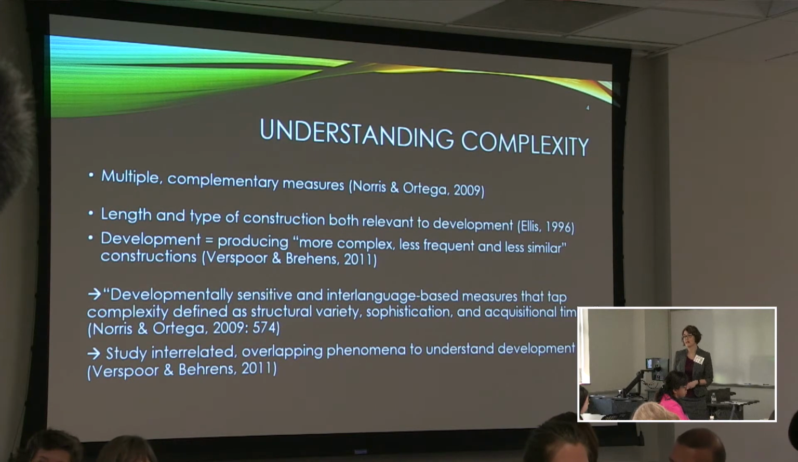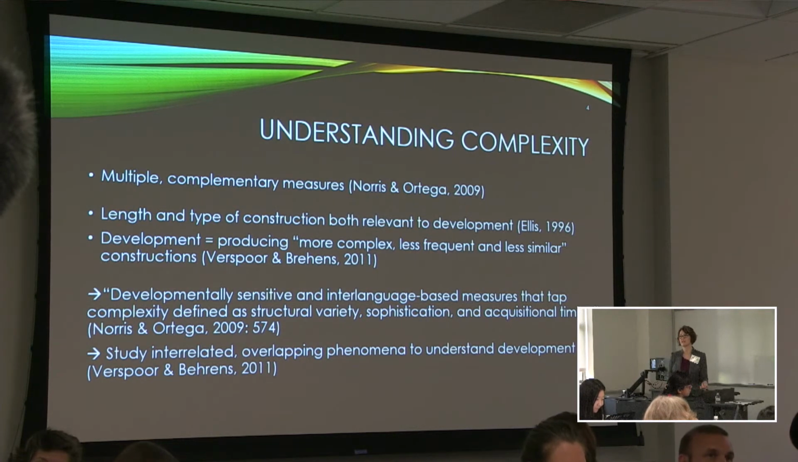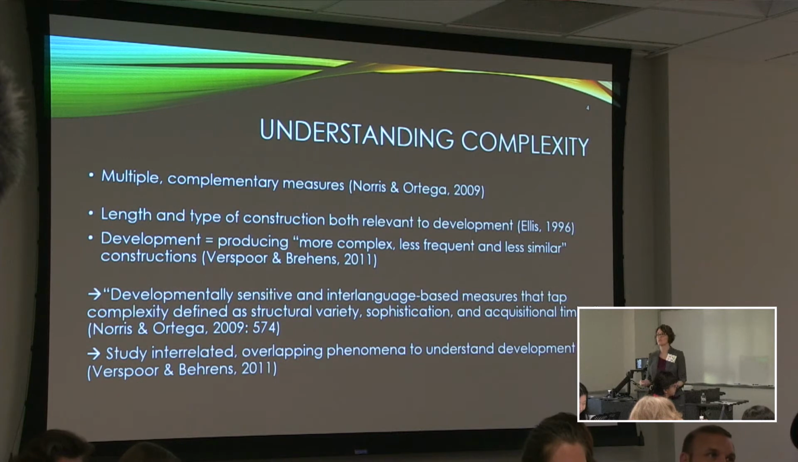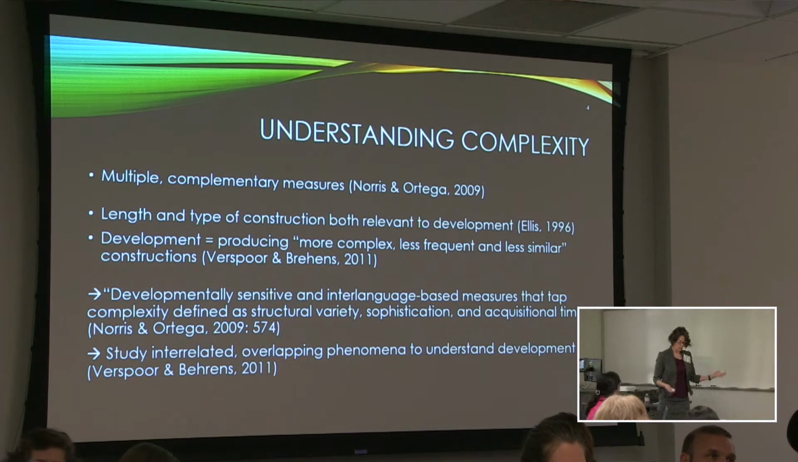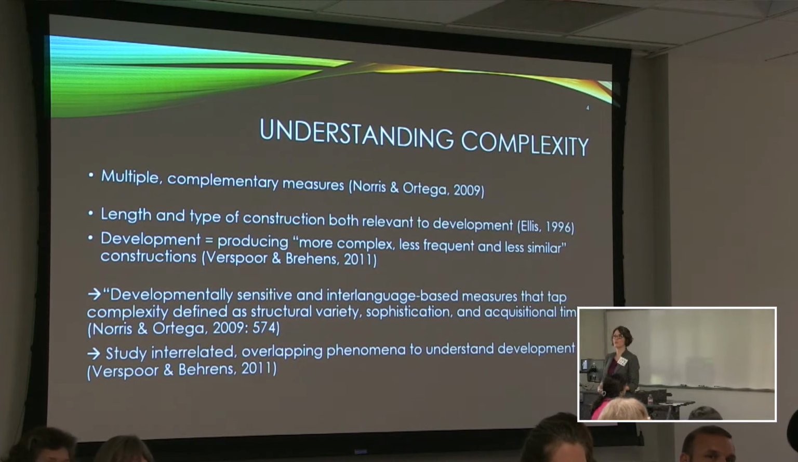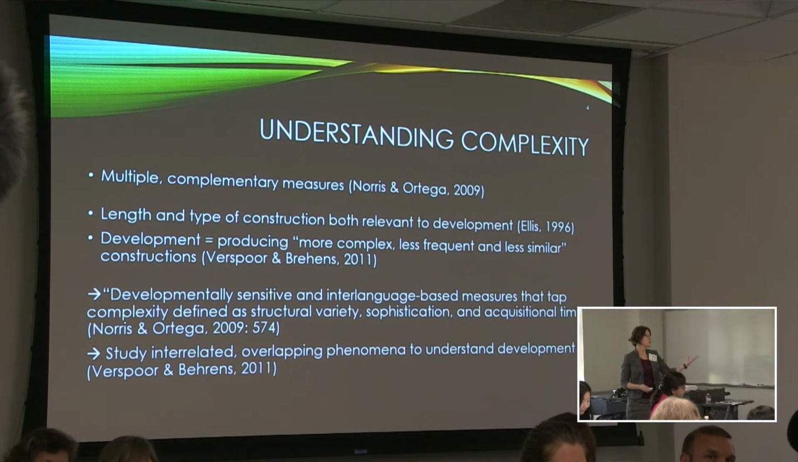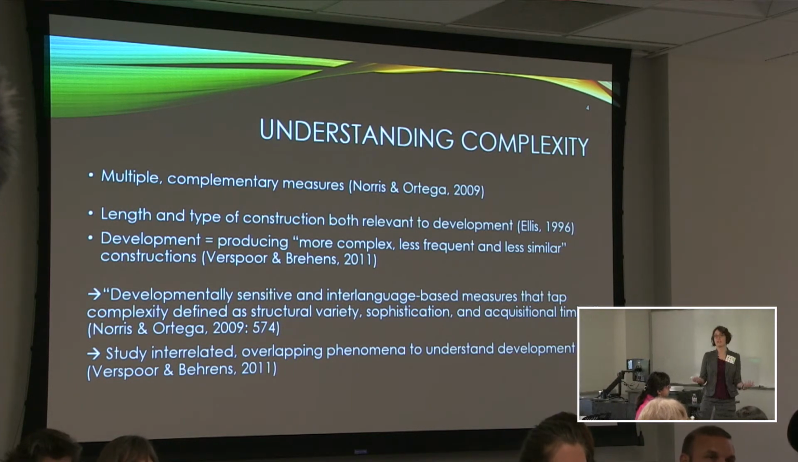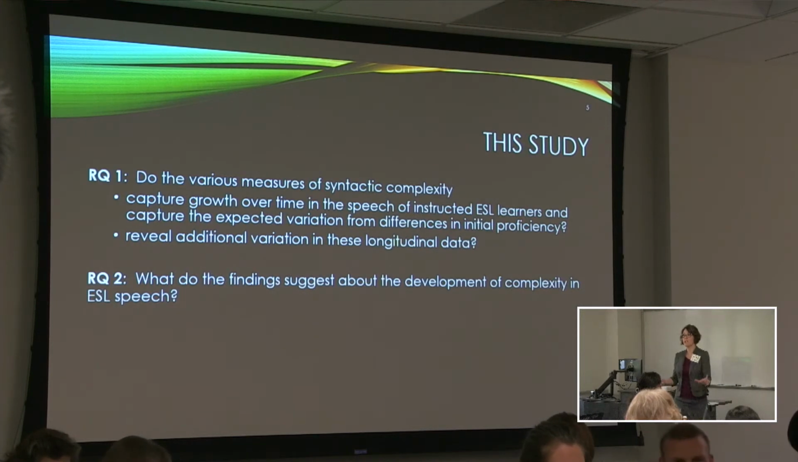And Norris and Ortega also said we might need to come up with developmentally sensitive and interlanguage-based measures that tap complexity as defined as structural variety or sophistication or some sort of acquisitional timing. And also, when we're looking at CAF or language performance, we often just use one measure. So maybe we need to study interrelated overlapping phenomena to really understand development. So that brings me to this study.